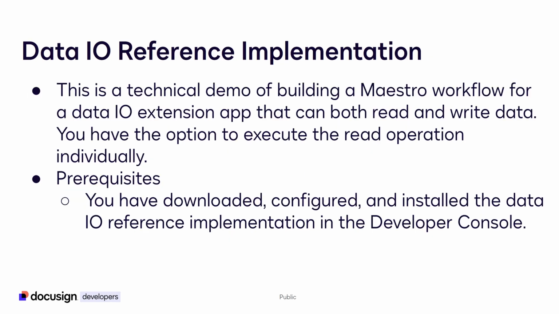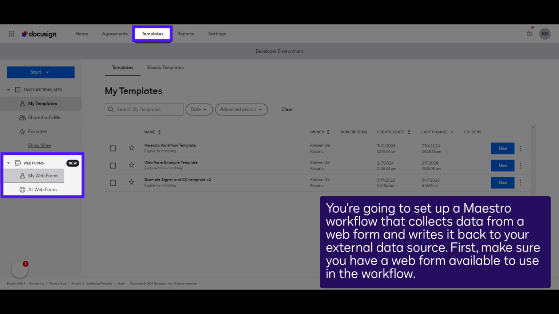This is a technical demo of building a Maestro workflow for a Data I/O extension app that can both read and write data. You have the option to execute the read operation individually. At this point, you have downloaded, configured, and installed the Data I/O reference implementation in the developer console. You're going to set up a Maestro workflow that collects data from a web form and writes it back to your external data source. First, make sure you have a web form available to use in the workflow.